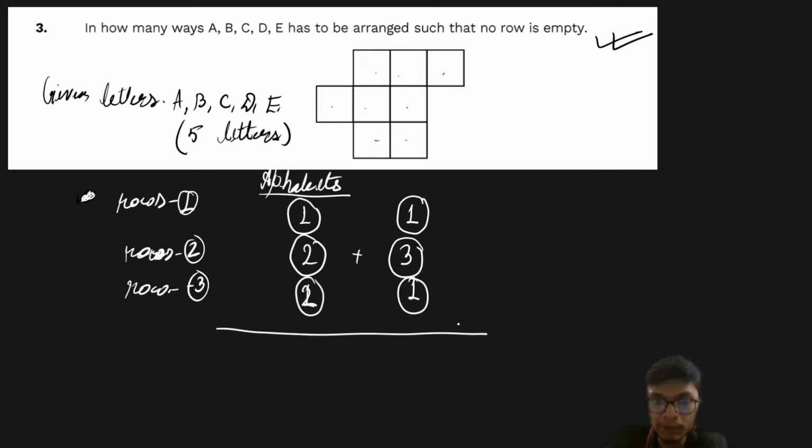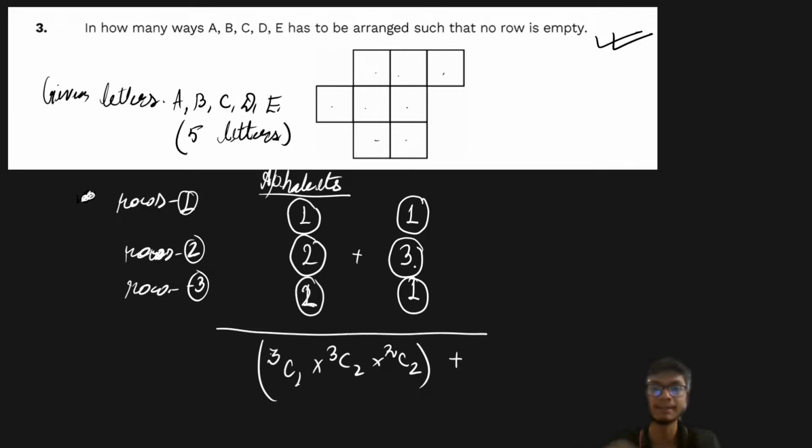Now if we try to count the total number of ways for filling this part, this is going to generate the case 3C1 into 3C2 into 2C2, right? This is for the first case. And for the second case, or, we will have to add all the cases, so or 3C1 into 3C2 into 2C1. I hope this is clear.